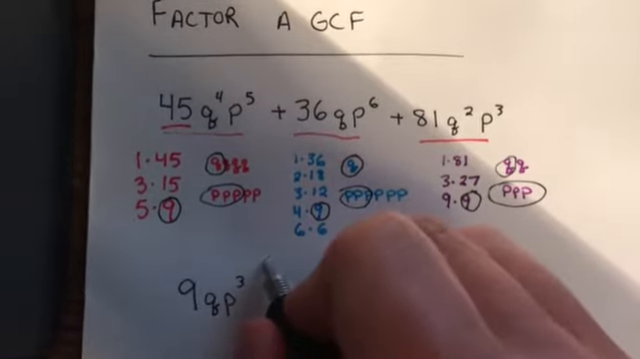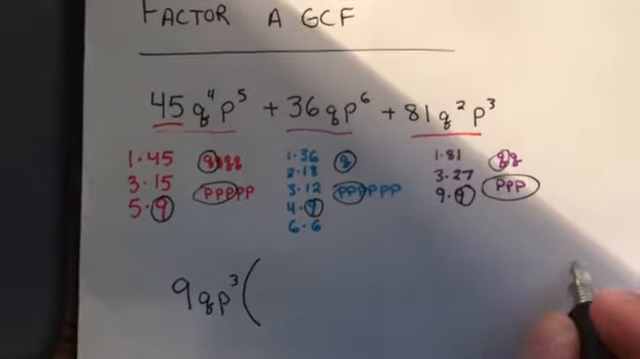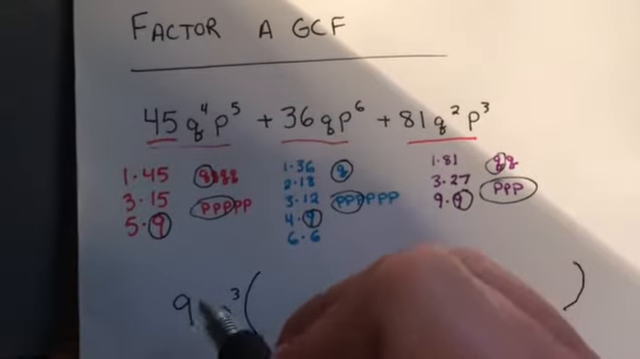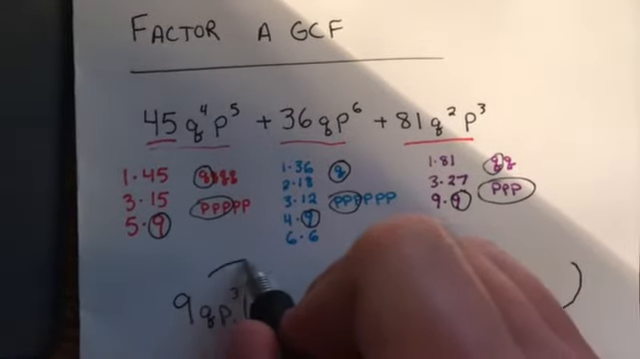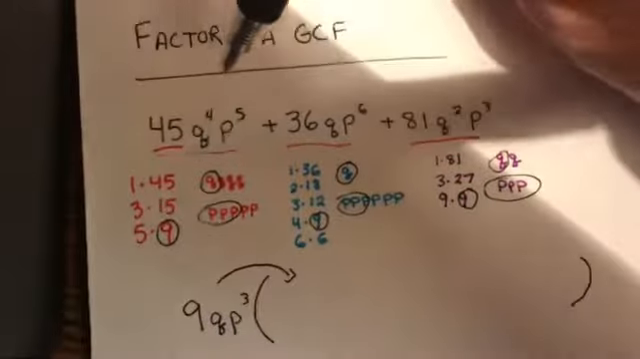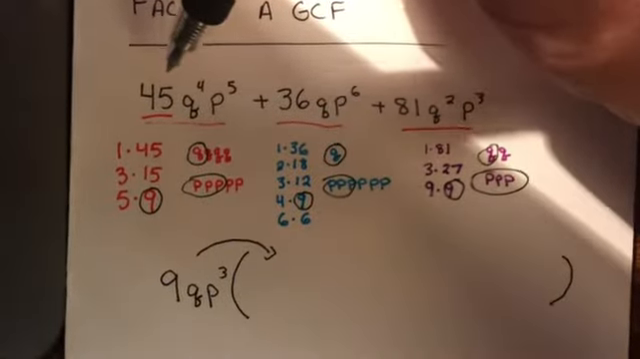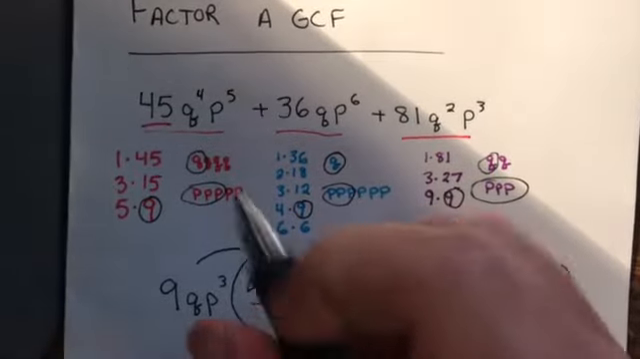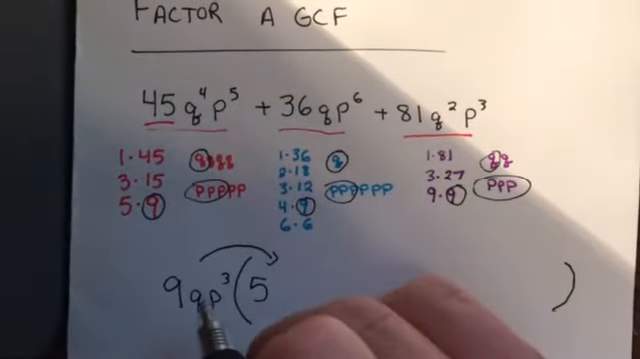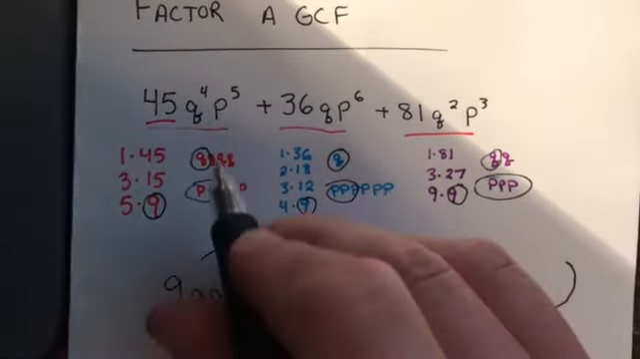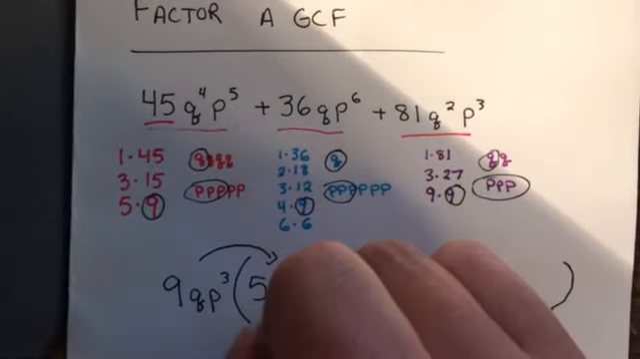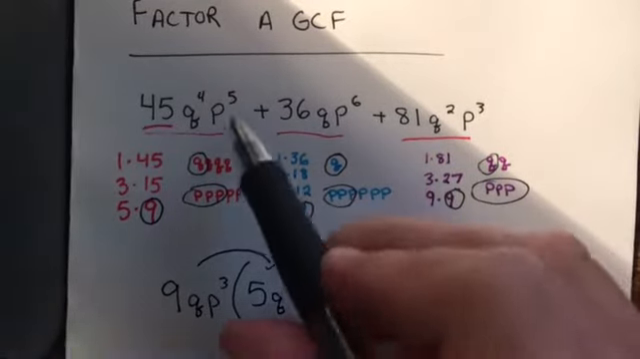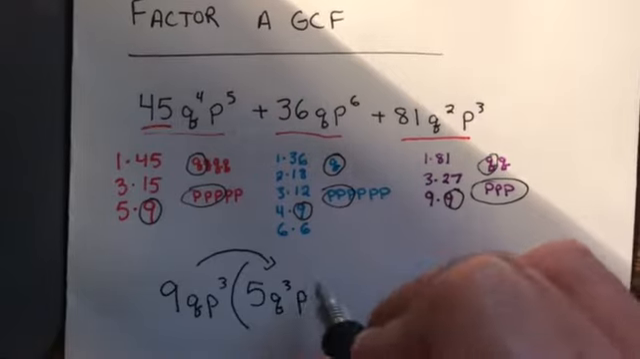So then what we're going to do is we're going to factor it out. And again, this is just the distributive property in reverse. So I'm distributing 9q p to the third times something will give me my first term here. Now 9 times something to get 45, that's a 5. So I have 9 times 5 is 45. I need to multiply q times something to get q to the fourth. So that's q to the third. And then I have to multiply p to the third times something to get p to the fifth. I will have p squared.